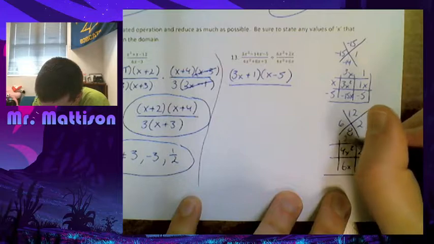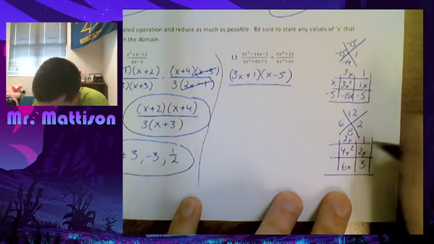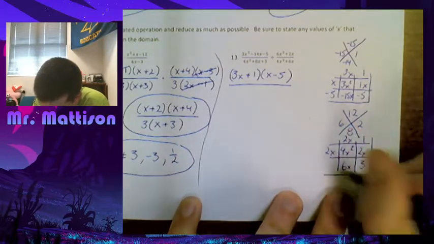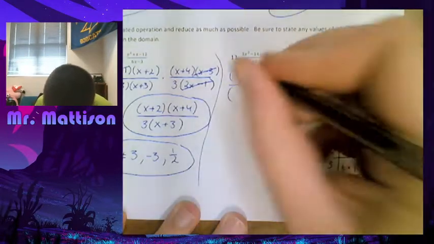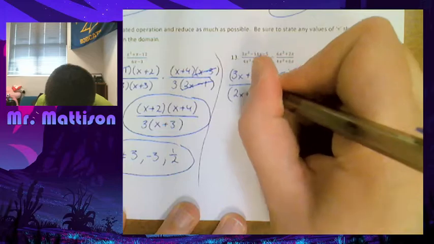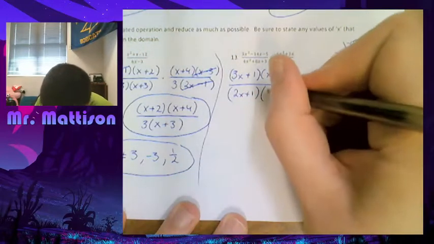I can pull out 2x. Here I can pull out nothing but a 1. Here I can pull out another 2x. Here I can pull out a 3. So the bottom is going to factor into (2x + 1)(2x + 3).